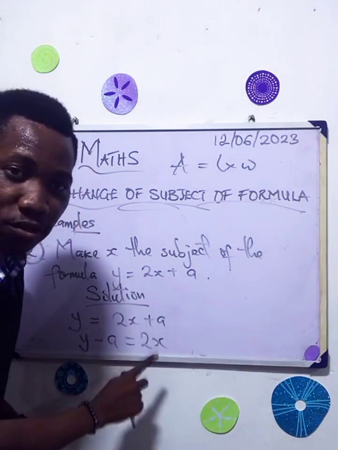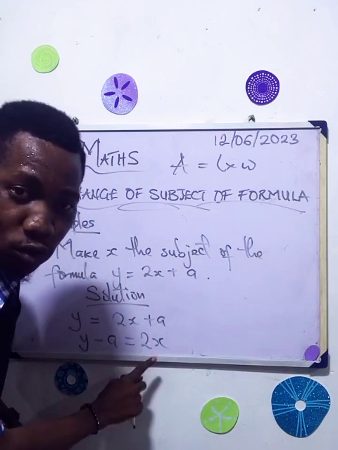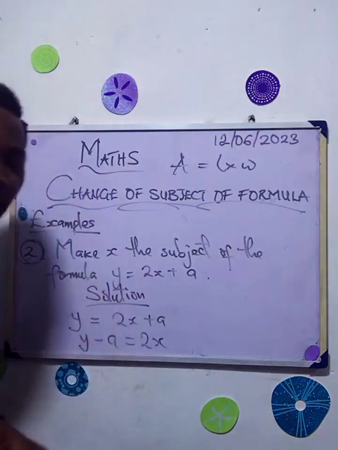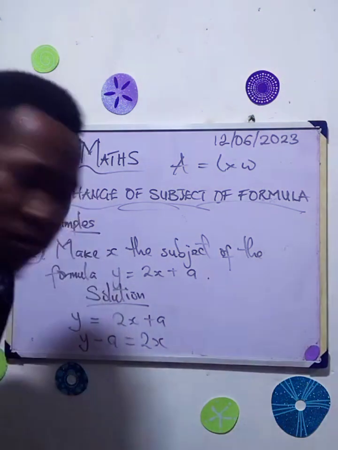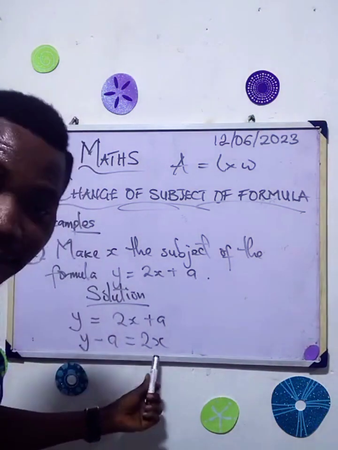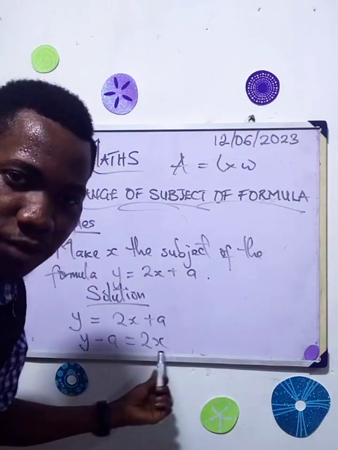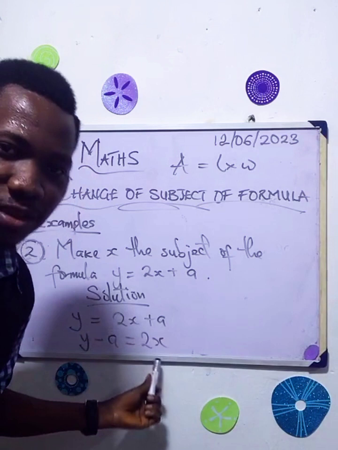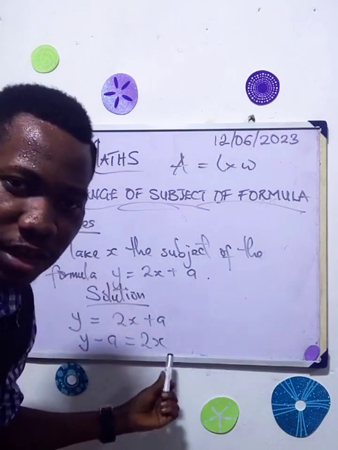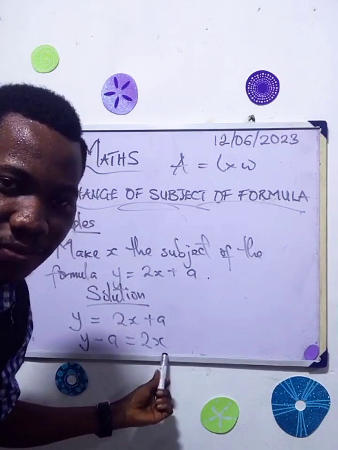So we still have something to deal with, which is what? The 2. We need to deal with this 2. Now, what is the relationship? What is connecting 2 and x? What is holding them together? What operation? Is it addition? Is it subtraction? Is it multiplication? Or is it division? What operation is holding the 2 and the x together?